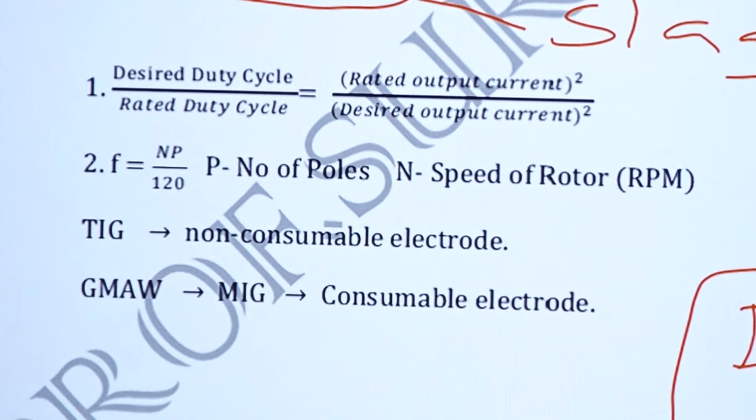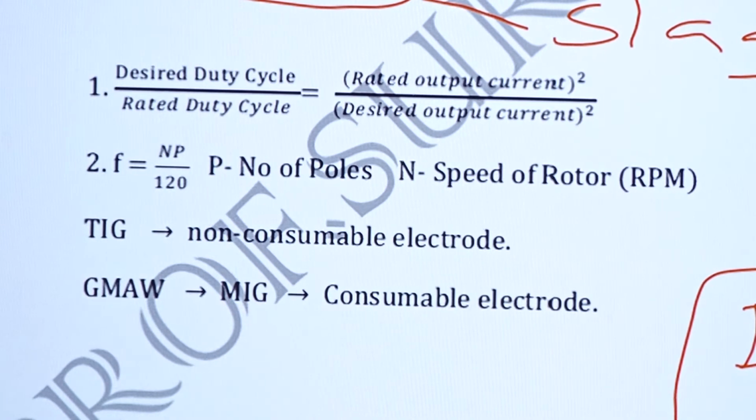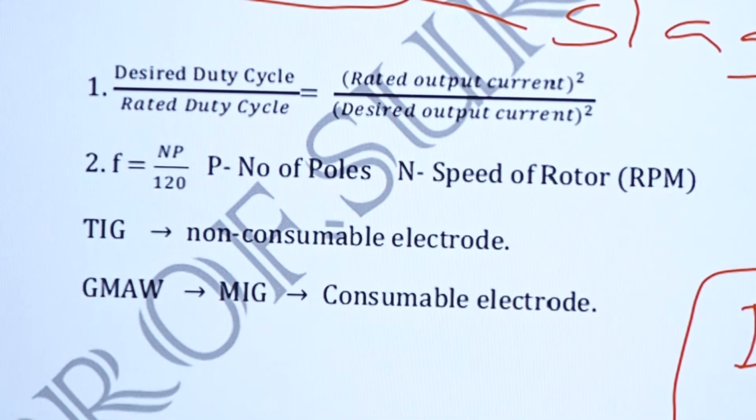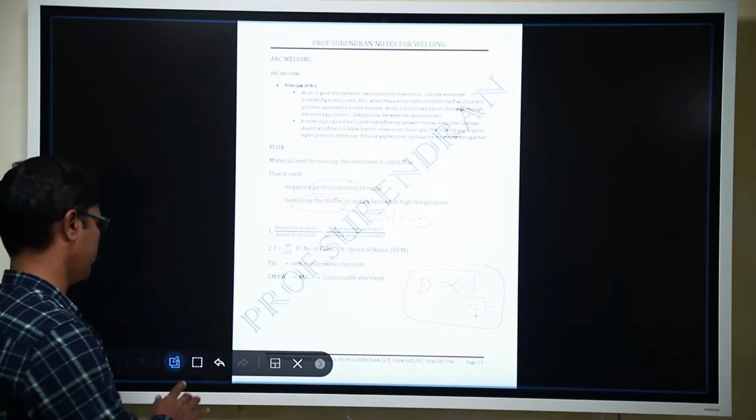So we have two different types of welding, TIG welding and MIG welding. In TIG welding, they use a non-consumable electrode. In MIG welding, they use a consumable electrode.